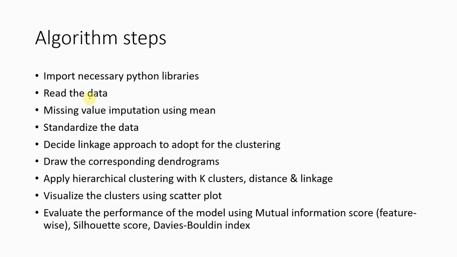And these are the algorithmic steps. First, we have to import the necessary Python libraries. Next, read the data. Then we do the pre-processing. If there is any missing value, do imputation using mean imputation, and then standardize the data and decide the linkage approach to be adopted for the clustering, either single linkage, complete linkage or Ward linkage, and draw the corresponding dendrogram. Then apply the hierarchical clustering algorithm by specifying three pieces of information: the number of clusters, the distance metric used, and the linkage criteria to be used. And finally, visualize the clusters using a scatter plot.